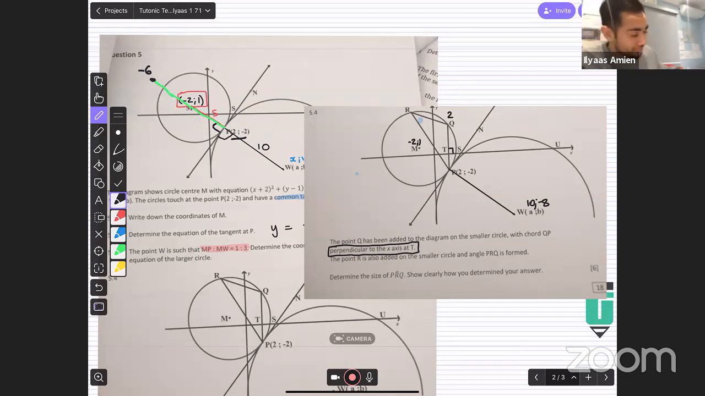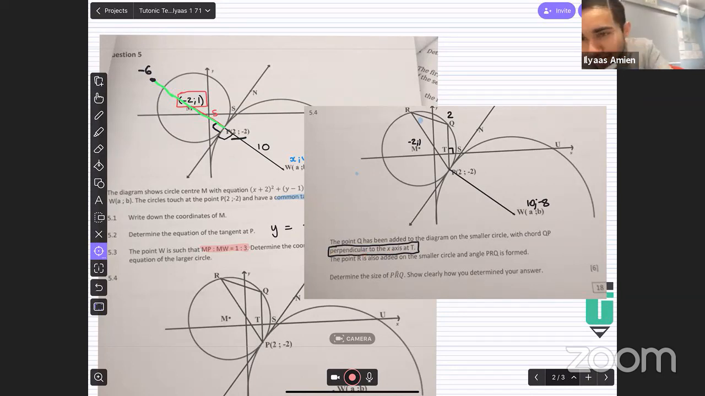So think of that as your maths questions also. What is the person who wrote this question trying to tell me when they say it's perpendicular to the x-axis? They're trying to tell me that the x values are the same. Do you see that?